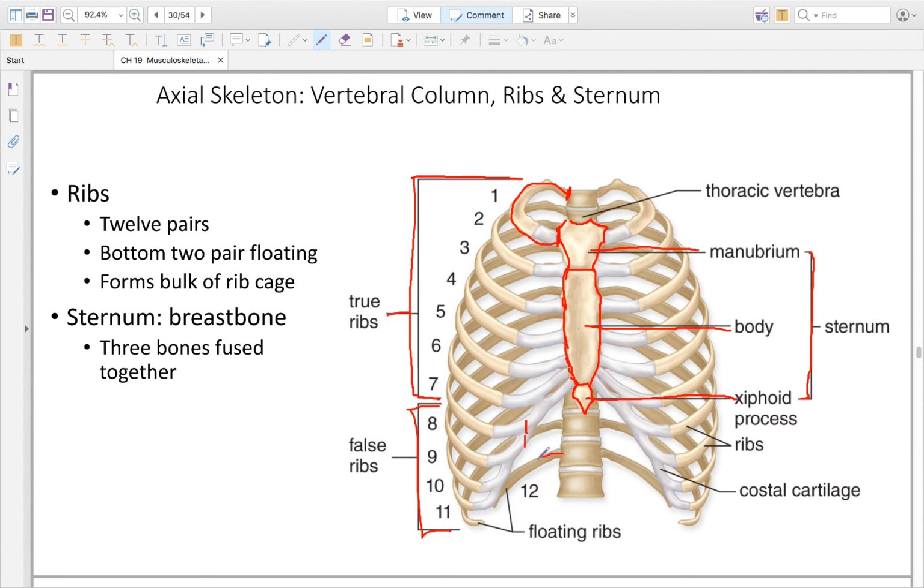And then of course we have the 12th rib, which is the floating rib. Alrighty. But okay, so we have 12 pairs of ribs, true ribs, false ribs. And then the sternum, you want to know those 3 bones, the manubrium, body, xiphoid process. Oh, my goodness, I almost forgot. Don't forget, this cartilage is called the costal cartilage.